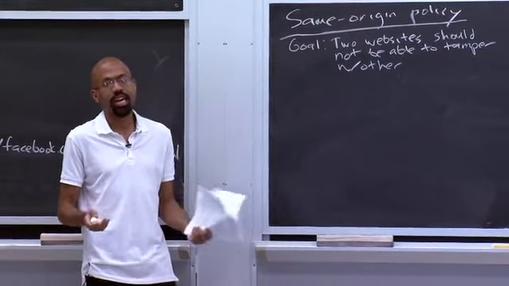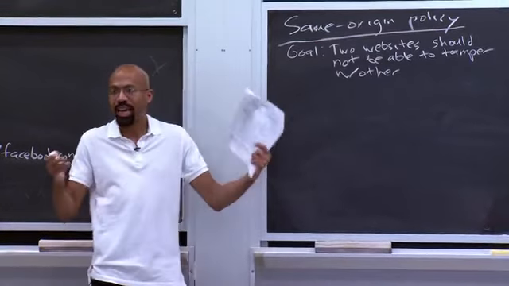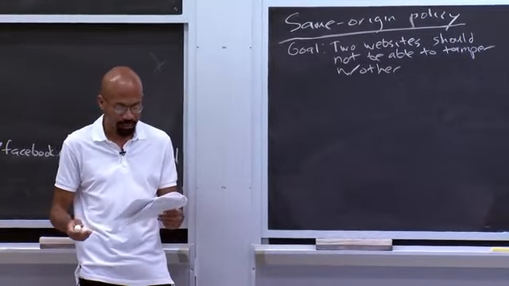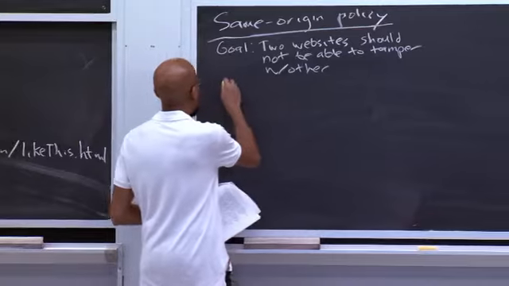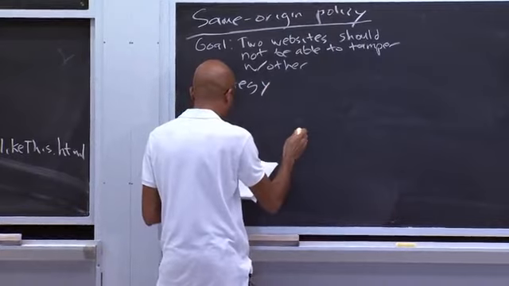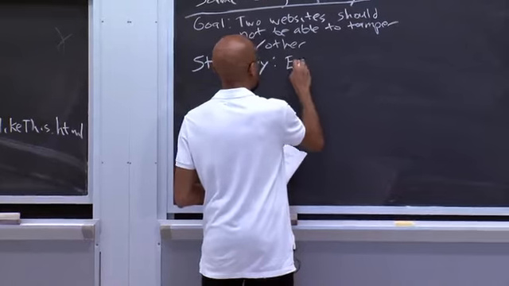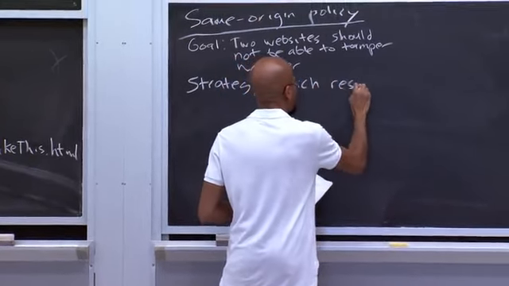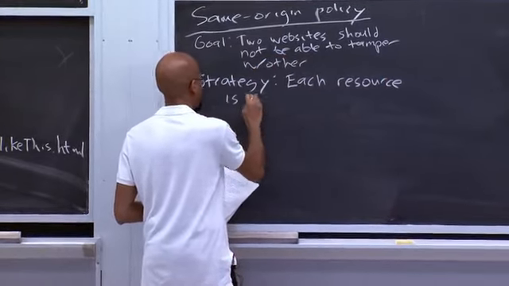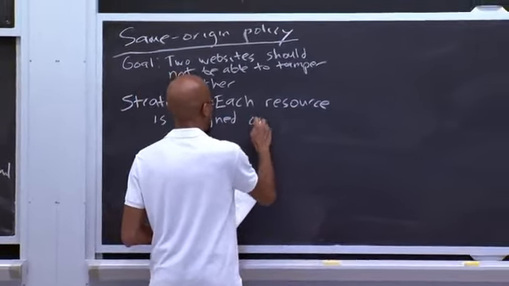Then there's other things that are kind of hard to say. So for example, if JavaScript code comes from origin X and it's inside of a page that's from origin Y, how exactly should that code and that content compose? So the strategy that the same origin policy uses can be roughly described as follows. Each resource is assigned an origin, which we'll discuss in a second.